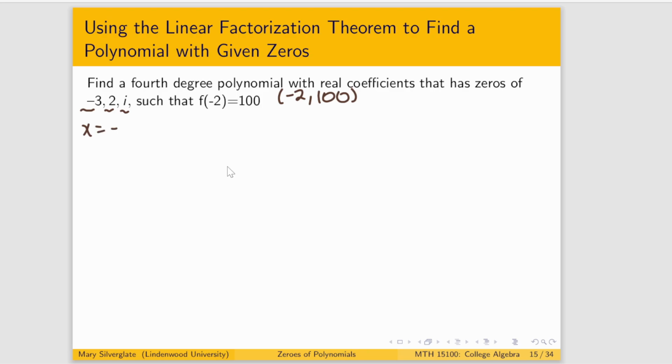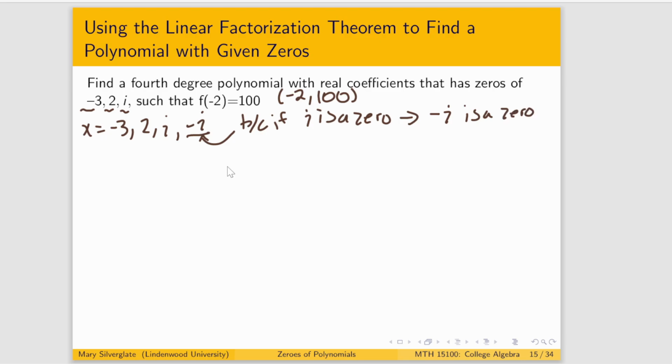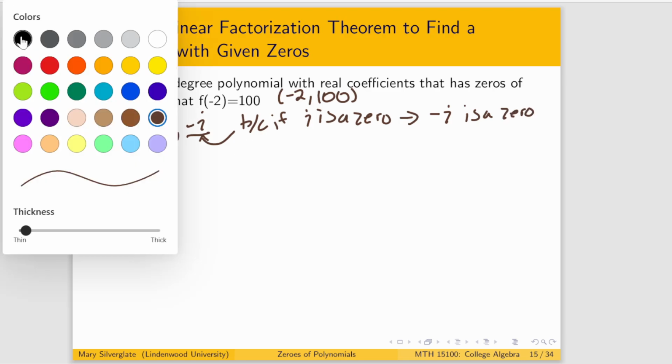Well, first of all, it's a degree 4 polynomial and we're missing a 0. What else has to be a 0? Negative i also has to be a 0 because positive i is a 0. So we know this because if i is a 0, its conjugate negative i is also a 0. Remember, zeros are just different names for x-intercepts.